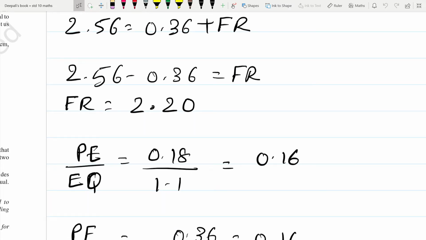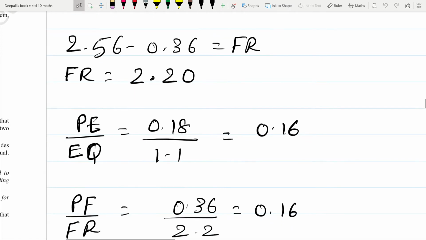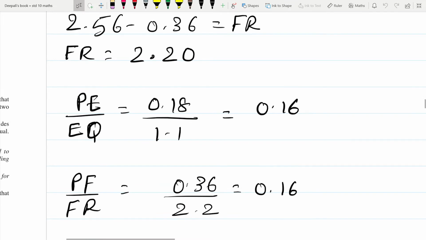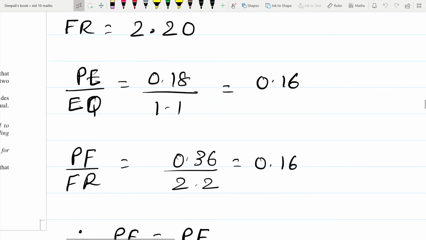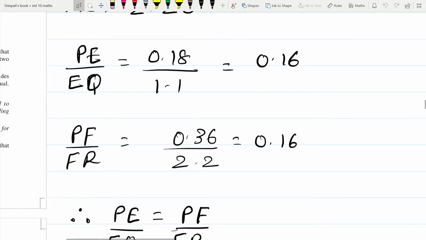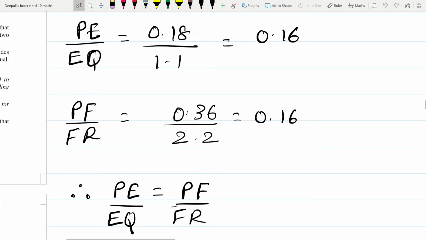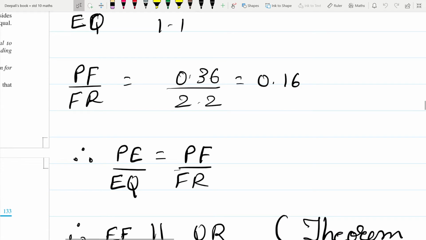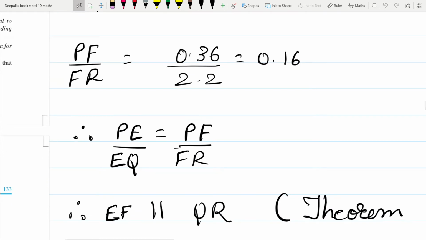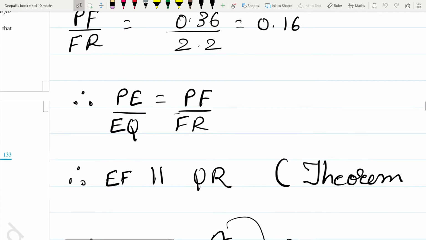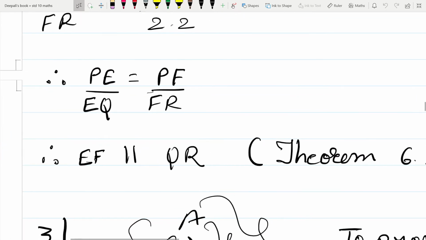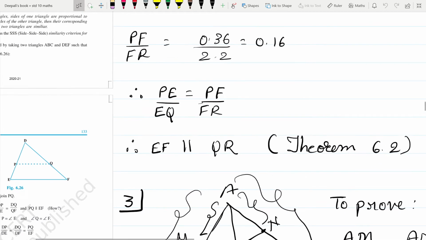PE upon EQ is equal to 0.18 upon 1.1, which is equal to 0.16. PF upon FR is equal to 0.36 upon 2.2, which is equal to 0.16. Therefore, PE upon EQ is equal to PF upon FR. Therefore, EF is parallel to QR according to theorem 6.2.